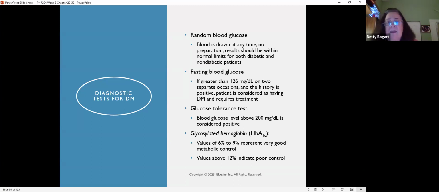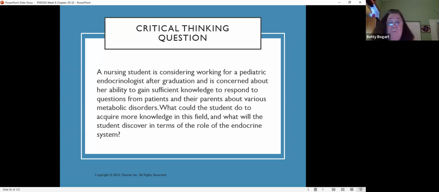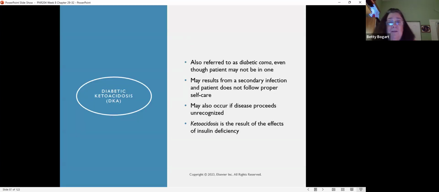Now, glycosylated hemoglobin, hemoglobin A1C. So 6 to 9% is actually good control on a child. We know that we want our adults below 6, but 6 to 9 is for children. They give them more sugar and they say values of 12 is poor control. So I'm going to keep going through these.